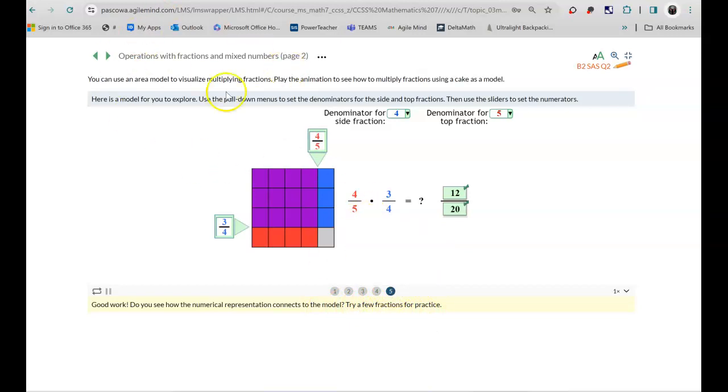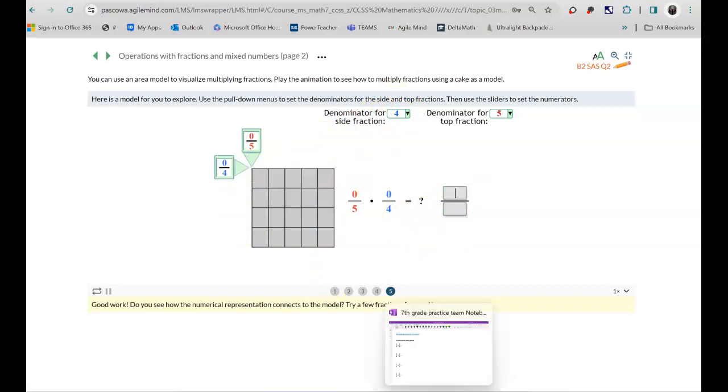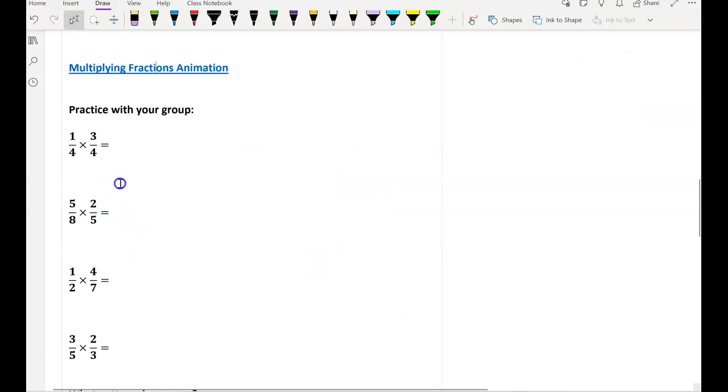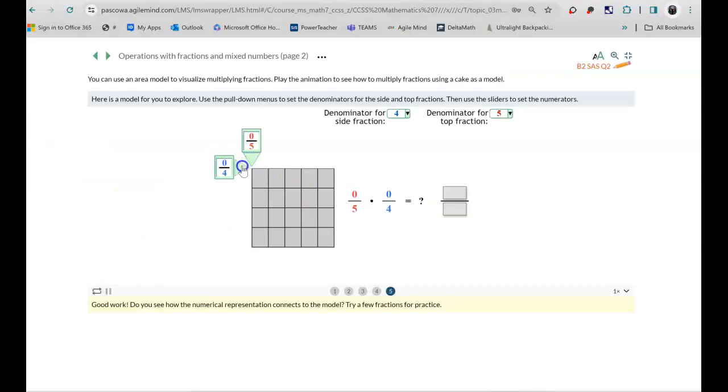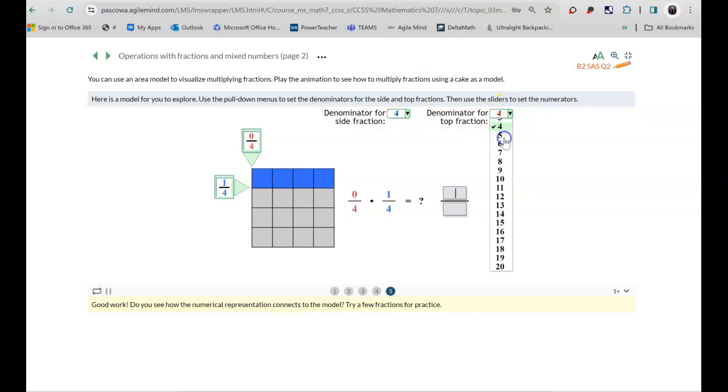Okay, now that we're all done with that one, we can reset the thing. Let's reset these back to nothing. And then let's check to see which ones we're supposed to do. How about 1/4 times 3/4? Okay, so we're going to go 1/4. Oops, and then this one has to be fourths also.